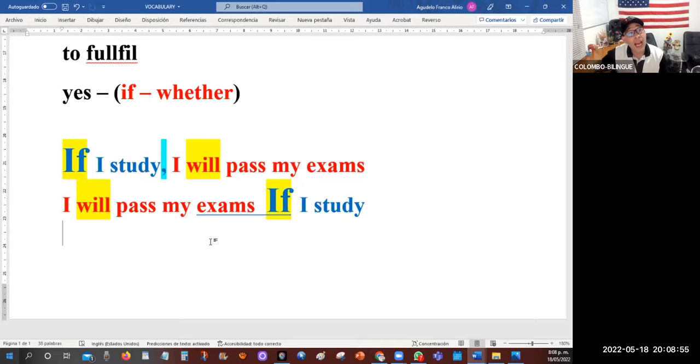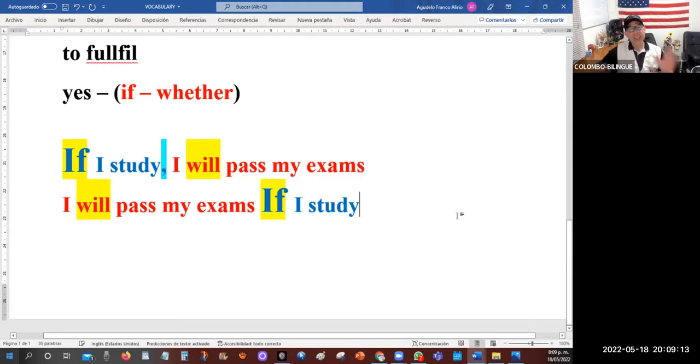Okay, but if you decide not to start with the condition, but instead start with the result, something that is not necessary for you to use is the comma. You say, hey, I will pass my exams if I study. It's exactly the same. I don't need the comma. The comma is not necessary when I start with the result.